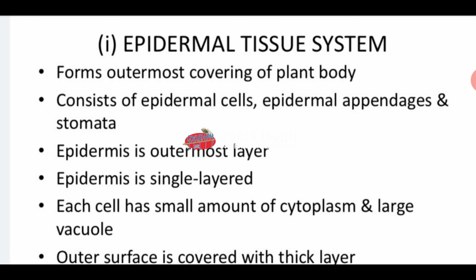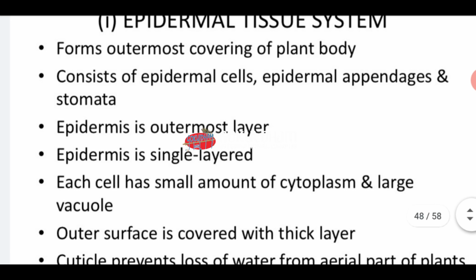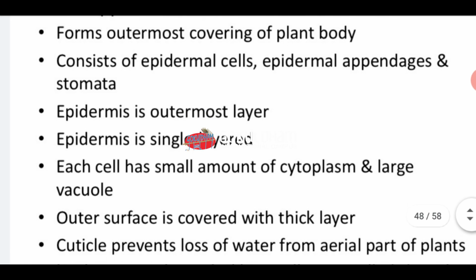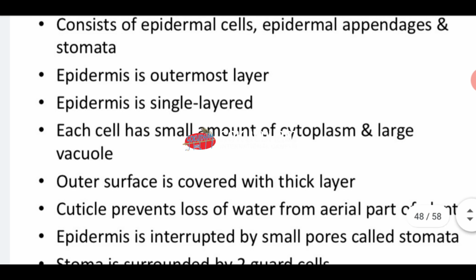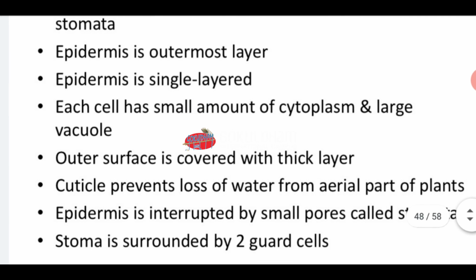Each cell has a small amount of cytoplasm and a large vacuole. Means the epidermal cells have a small amount of cytoplasm and a large vacuole. The outer surface is covered with a thick layer made up of cuticle, and it prevents water loss from the aerial part of the plant.